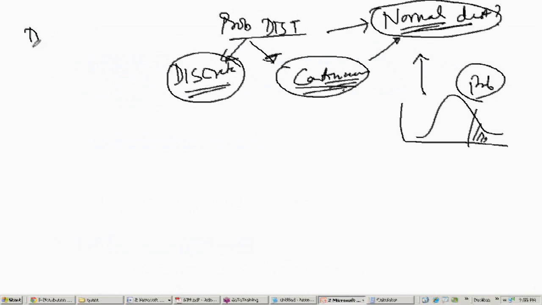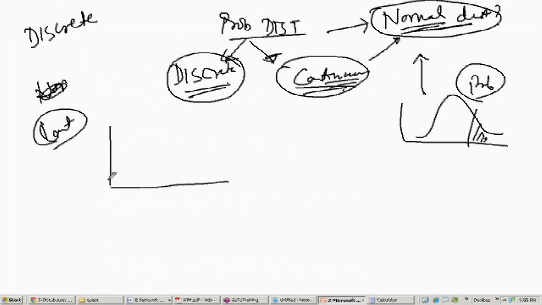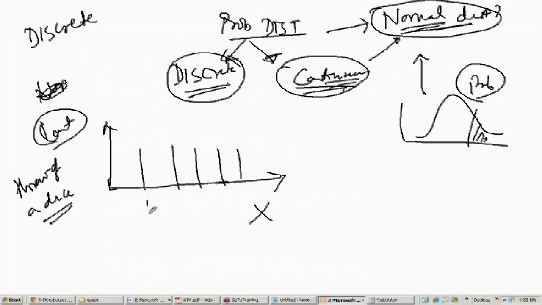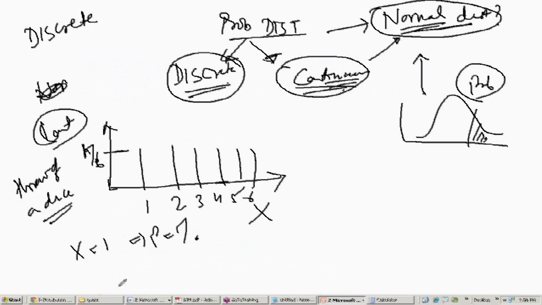For any distribution, you will say that it is discrete or normal, that is continuous. A continuous distribution will be like this, whereas for a discrete distribution, we covered an example when we talked about the throw of a die. There we had the values of x: x is 1, 2, 3, 4, 5 or 6. The value of the probability was 1 by 6. So when x is 1, the probability is 1 by 6.